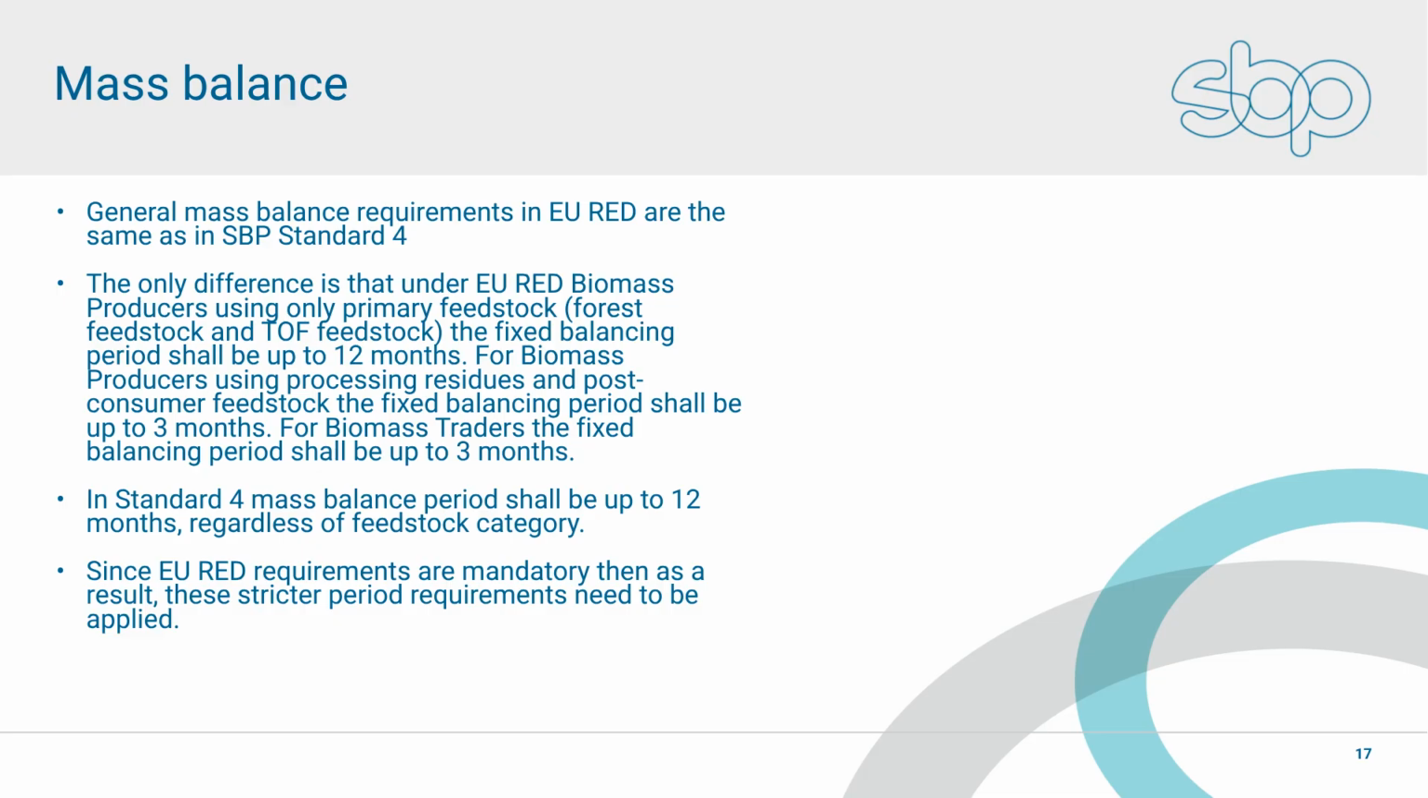However, for biomass producers using processing residues and post-consumer feedstock, and for all biomass traders, the balancing period is limited to 3 months. Because EU RED requirements are mandatory, these stricter balancing periods must be applied, even though Standard 4 on its own would allow up to 12 months.